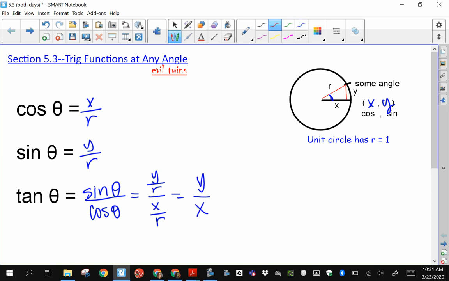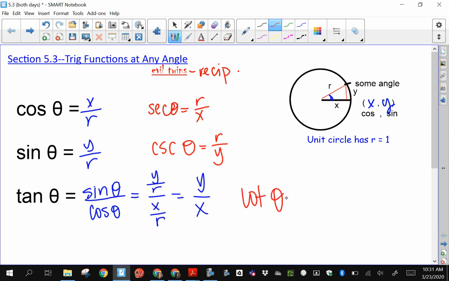The evil twins, that's a little nickname for our reciprocal trig functions. Remember that c goes with s and s goes with c, so that reciprocal function for cosine would be secant of theta, and that is the reciprocal of x divided by r, so that would be r divided by x. Cosecant of theta would be the reciprocal of our sine, and that means that would be r divided by y, and then our reciprocal, or our evil twin for tangent, would be cotangent of theta. That would be cosine, notice co and co, divided by sine, or when we simplify that, x divided by y.